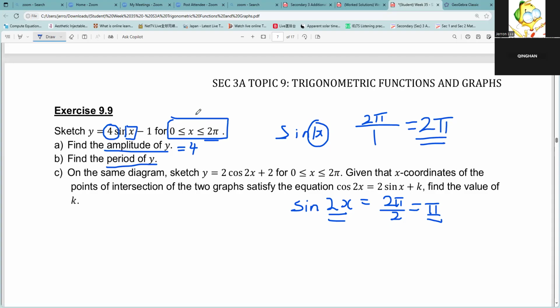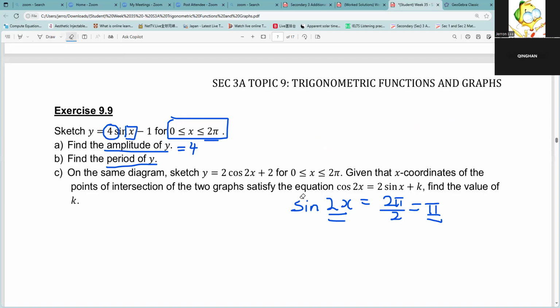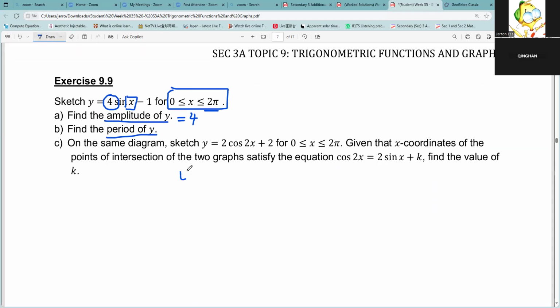Okay, so now how to draw this? Let me just share with you how to draw this. You can draw this or you can just record it or you can screenshot this because I want to share with you how it is done. Okay, so I'm going to go very slow, don't worry. Let me just draw 4 sine x for you to see. Okay, you don't draw yet. Let me just share with you how to draw 4 sine x only. So you don't draw. I will just share with you first.